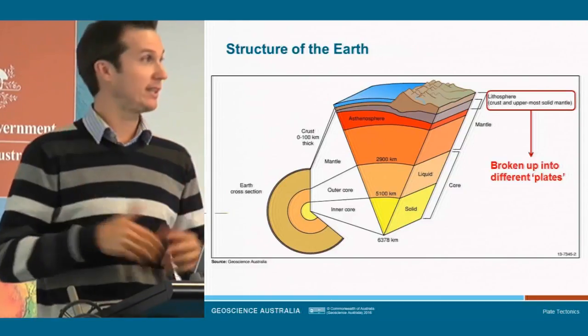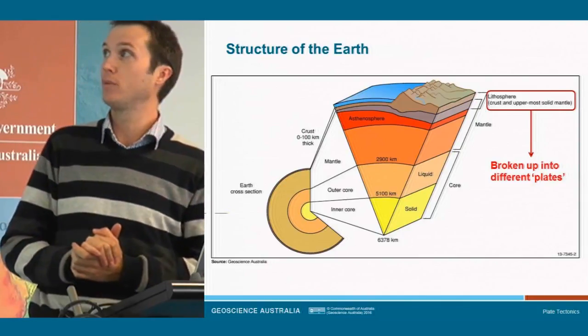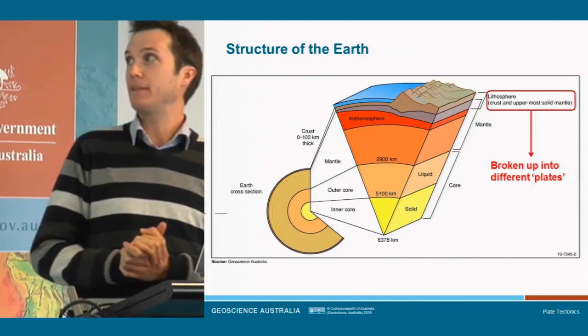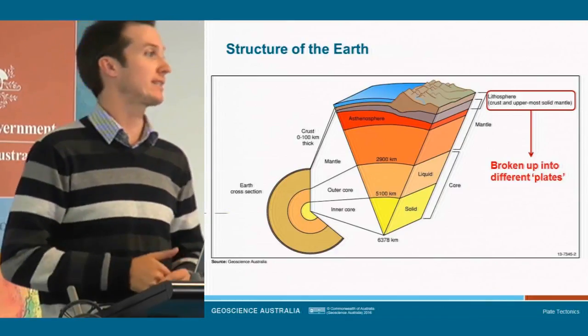Now the crust and the outermost mantle are the most rigid part of the Earth, and they form what's called the lithosphere. This is what's broken up into the different tectonic plates that we're going to be talking about.